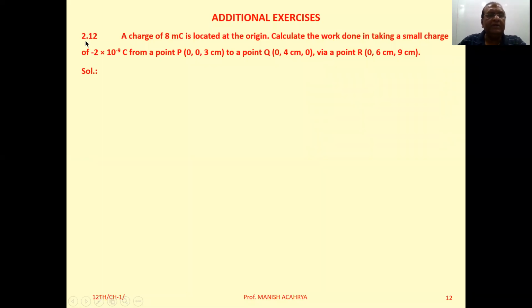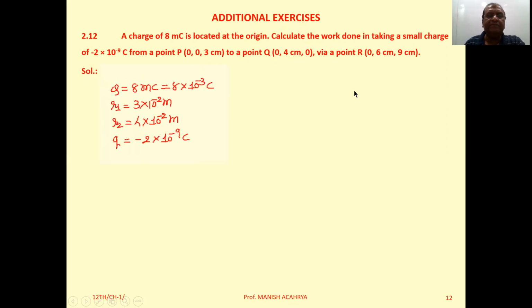Example 2.12. A charge of 8 millicoulomb is located at the origin. Calculate the work done in taking a small charge of -2 × 10^-9 coulomb from point P (0, 0, 3 centimeter) to a point Q (0, 0, 4 centimeter) via a point R (0, 6 centimeter, 9 centimeter).